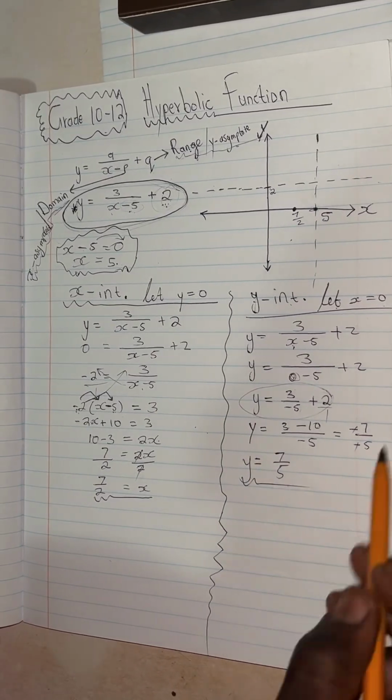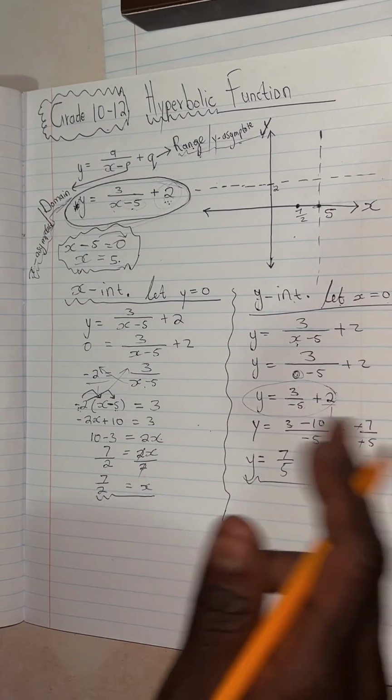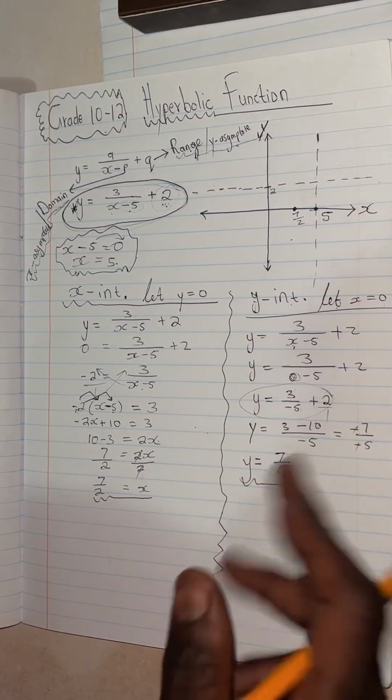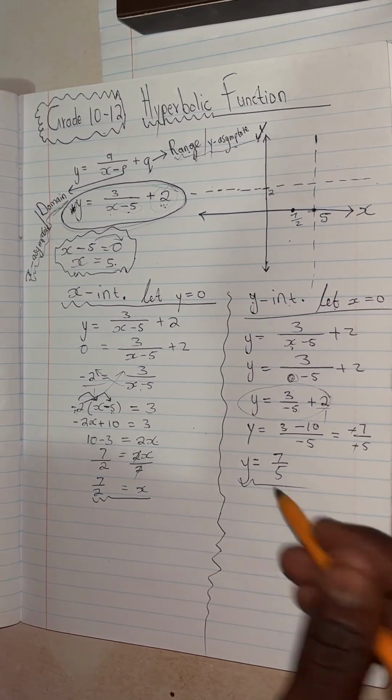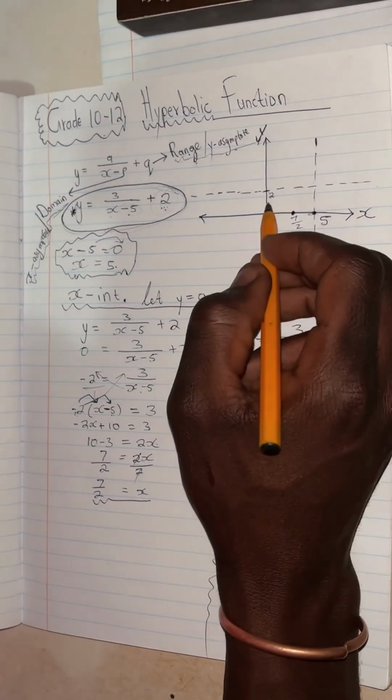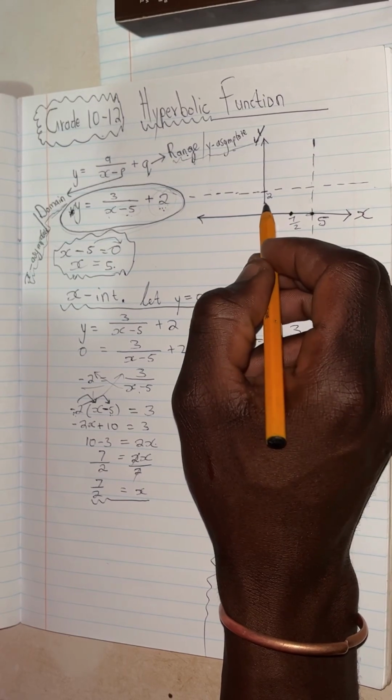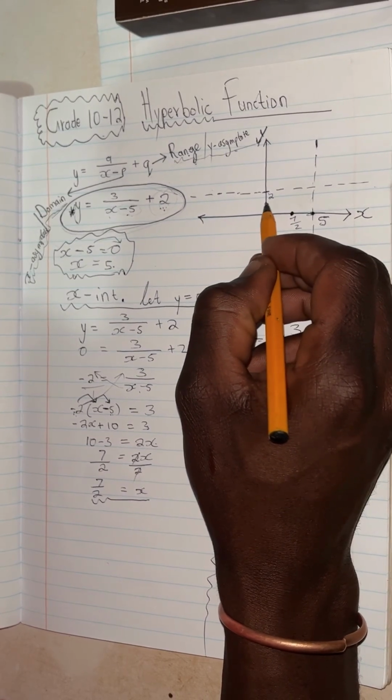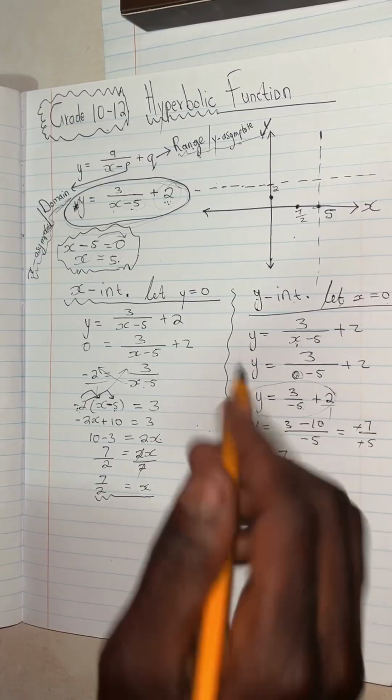So do not mind this. It's very simple to do this. I'll do a lesson on how to solve this without a calculator. The answer here is 7 over 5. So 7 over 5 is somewhere here. Then let's redraw our graph.